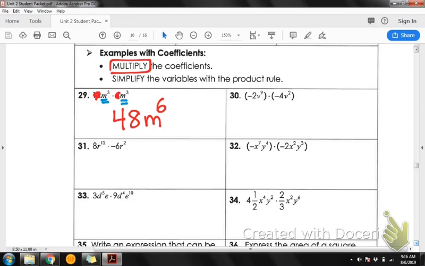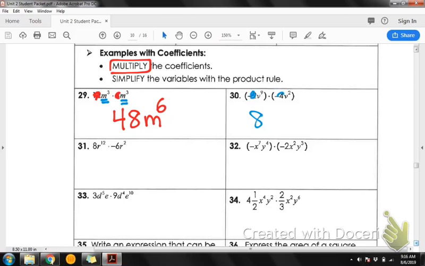Okay, let's try number 30. How many m's are there? 3 plus 3 is what? Nope. Have we multiplied any of the ones up above? So why would we change our rules? Okay, number 30. Negative 2 times a negative 4 is what, Dontre? Positive 8. Positive 8. Excellent.